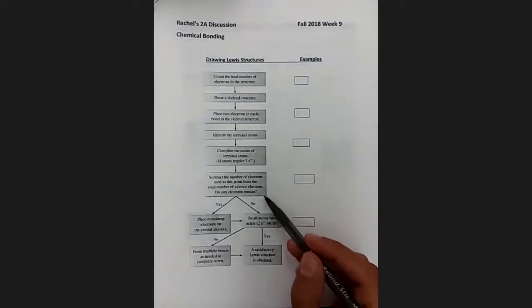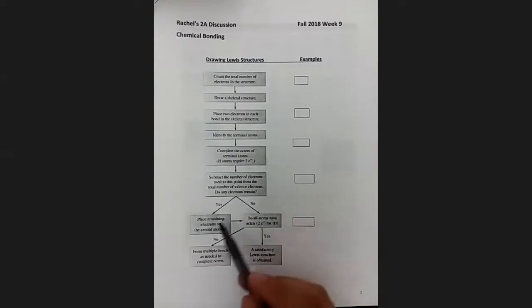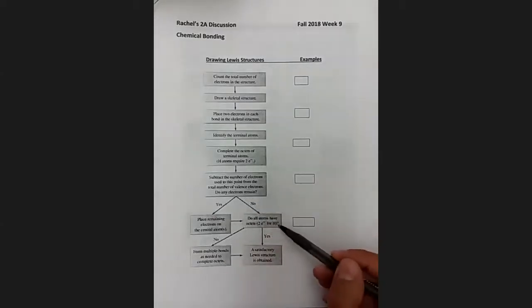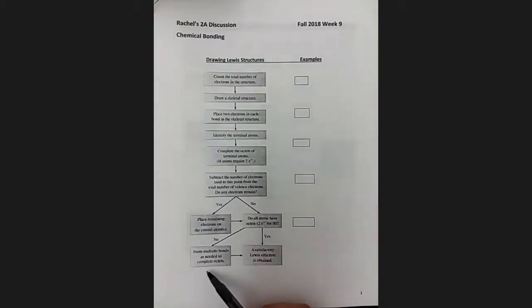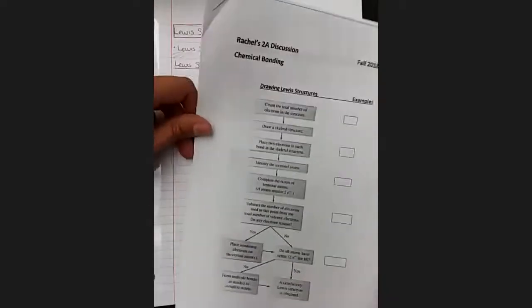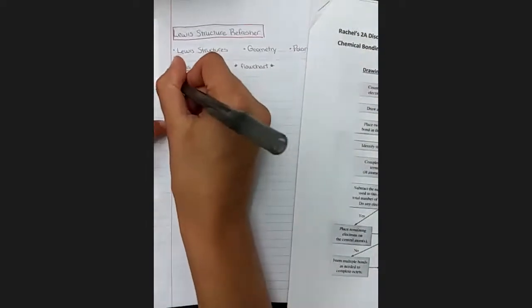Then we look to see if any valence electrons remain unassigned. If any of them do remain unassigned, we put them on the central atom. Otherwise, if we used all of them up, we check the octet of each atom in the structure, and we push lone pairs in to form multiple bonds as needed to complete the octet of each atom in the structure. And this gives us a satisfactory Lewis structure. So let's use this to do a couple of examples and jog our memory here.